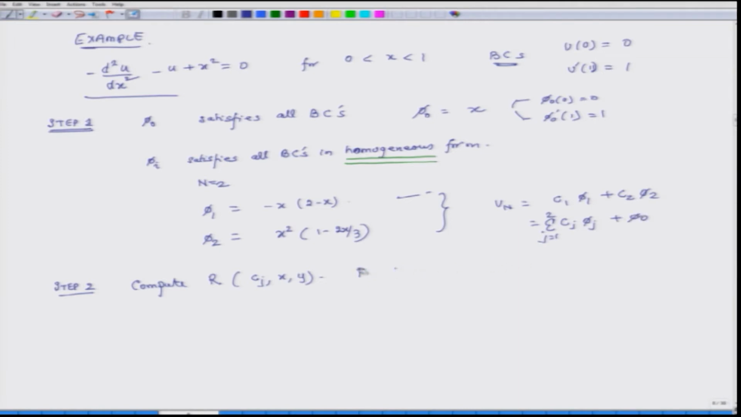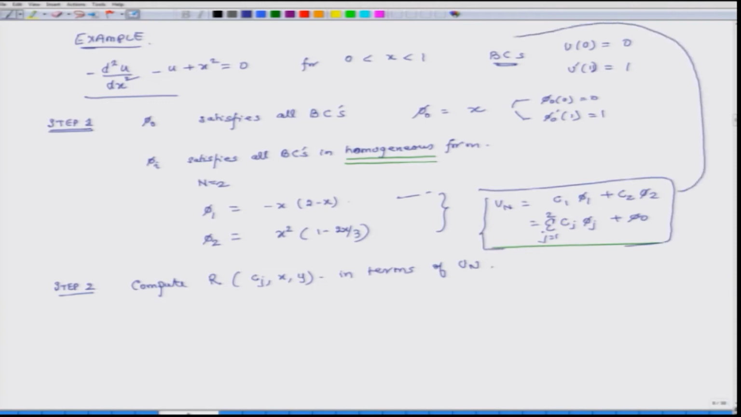So, I am sorry, I have messed it up. This is my definition of u n. So we compute r in terms of u n, which is defined by this equation. Basically I plug this equation into this differential equation, and we get the value of r.